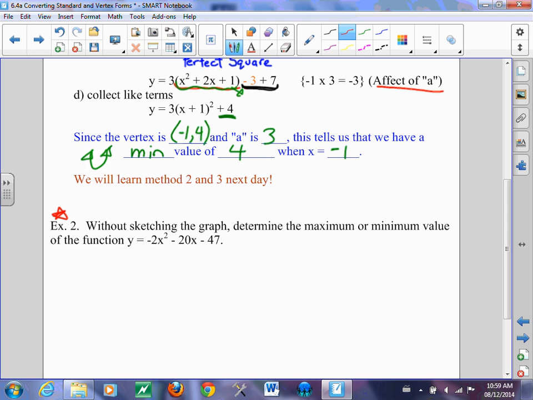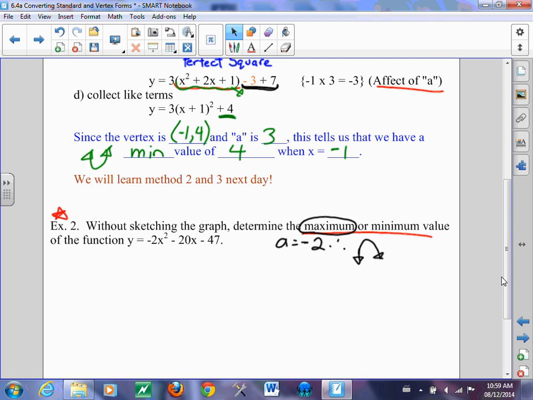Without sketching the graph, determine the maximum or minimum value of the function. So first things first, looking at our equation, we can decide if it's a max or a min because we're taking a look at a. So we know a equals negative 2, therefore it opens down. If it opens down, we're going to have a maximum. So we have that part already figured out.